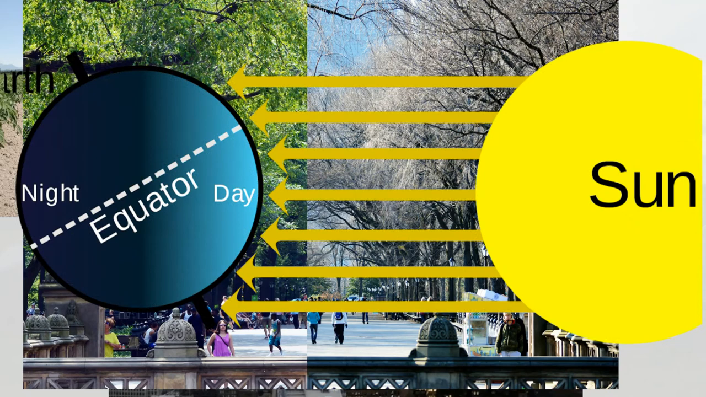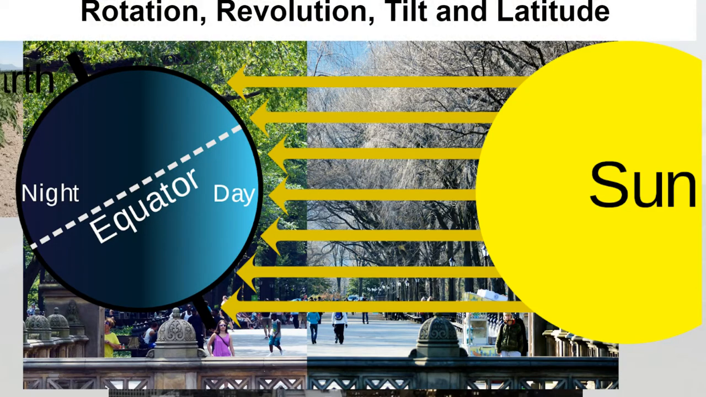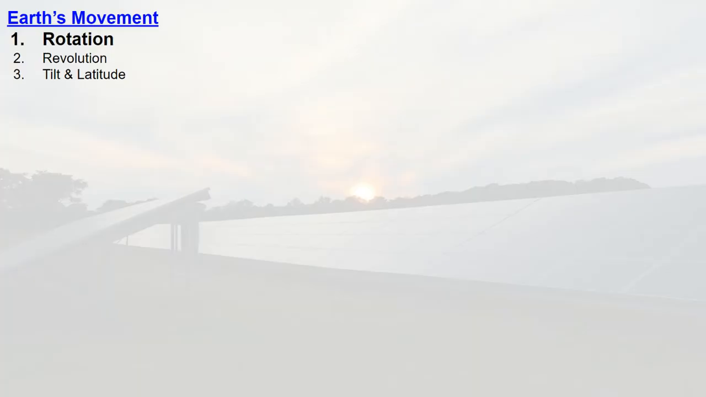All life on Earth requires solar or sun's energy to survive. The amount of solar energy an area received depends on the Earth's rotation, revolution, tilt, and latitude. We're going to be going over those in this lesson.